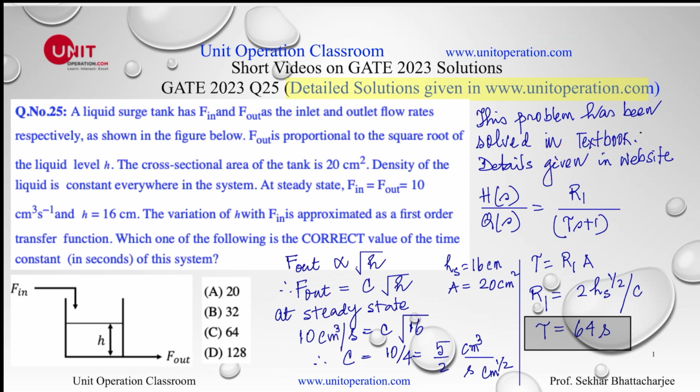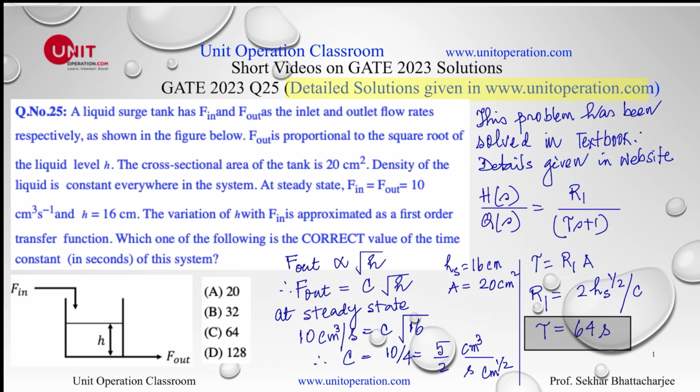This is the transfer function showing how much the height changes corresponding to a change in the flow rate. That's given by this particular equation here, where tau is equal to R1A, where R1 is given by this. We know the value of the steady state height. The only thing we don't know is the C. That can be obtained from the steady state value, which is given. The flow rate out is proportional to the square root of H, so we assume C to be a constant. F out at steady state is given, and the corresponding value of H is given, so we can calculate the value of C.